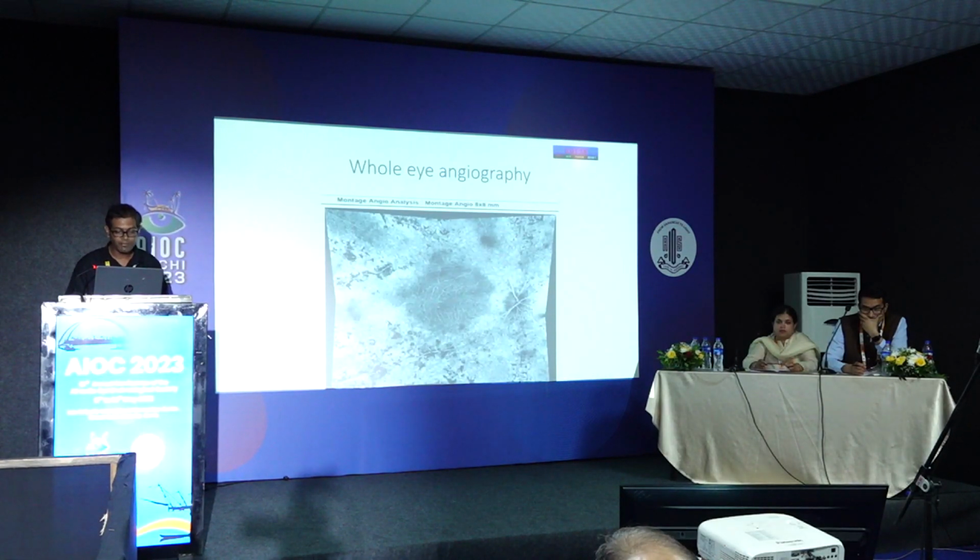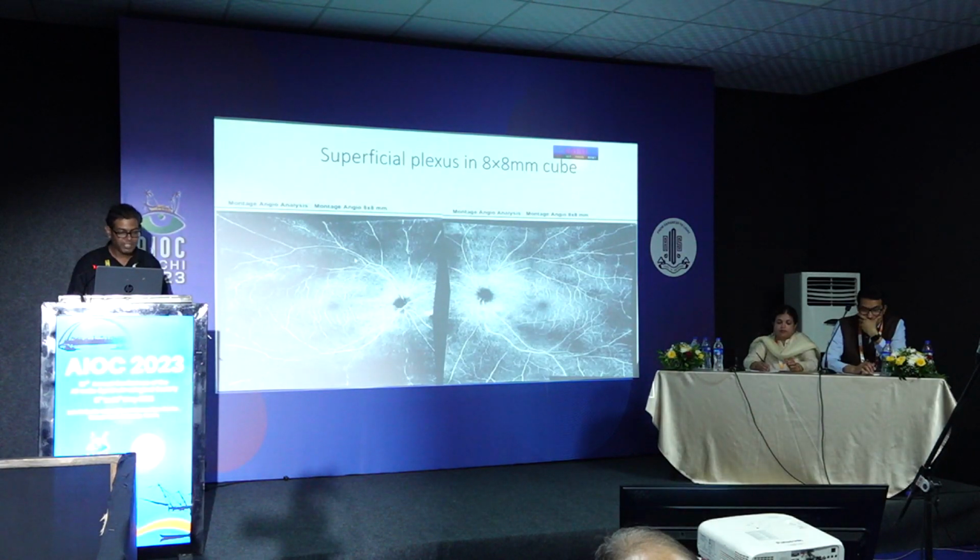This is the whole eye angiography of the right eye. The OCT angiography of the whole eye for the right eye shows flow void areas along the paravenous area. This is the superficial plexus, which shows altered vessel density and flow void areas, corresponding to pigment clumps and around the paravenous area.